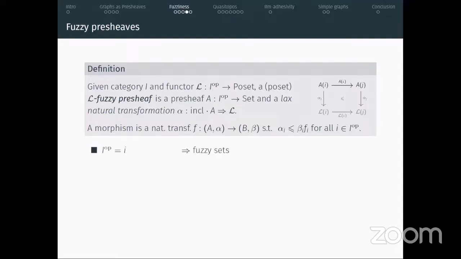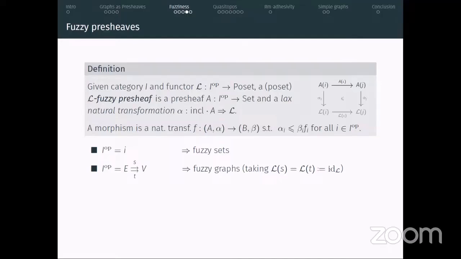So in practice, what it means is that if you take I to be just I, before we had sets, now you have fuzzy sets. If you take this one, before we had graphs, now we have fuzzy graphs. If we take both sets LE and LV to be equal, and if we take this poset morphism L iota to be the identity.